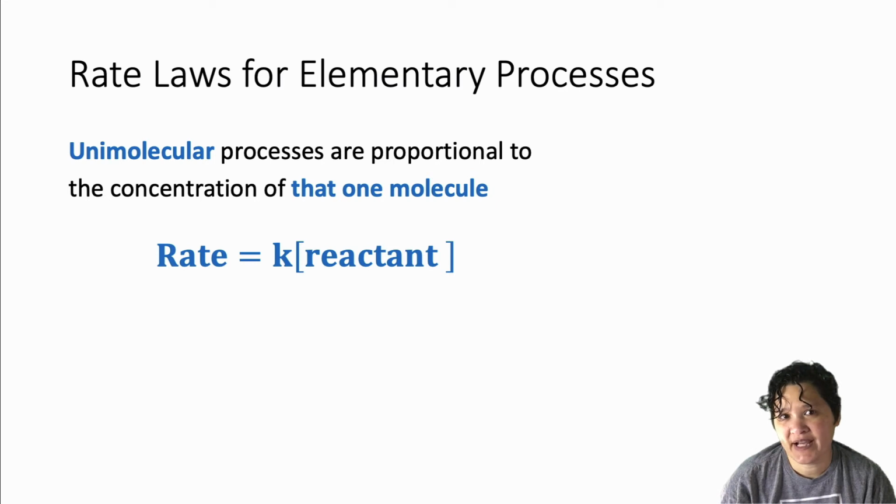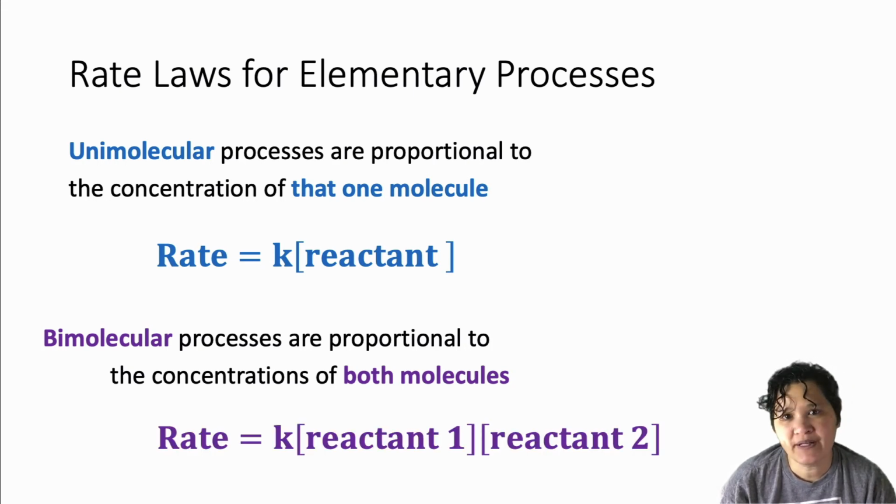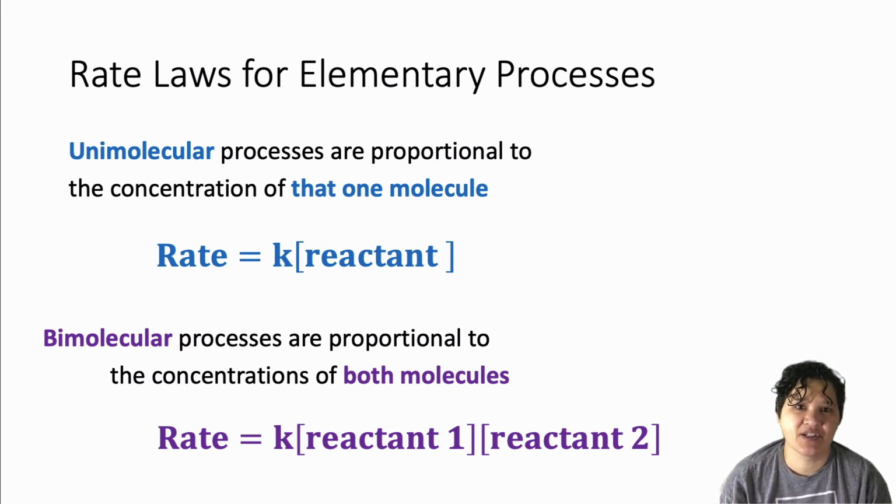The rate of the reaction will be the rate constant times the reactant concentration. Now, if you have a bimolecular process, the rate law is going to be proportional to the concentrations of both reactants, and it will look like this. The rate of the reaction equals the rate constant times the first reactant's concentration times the second reactant's concentration.